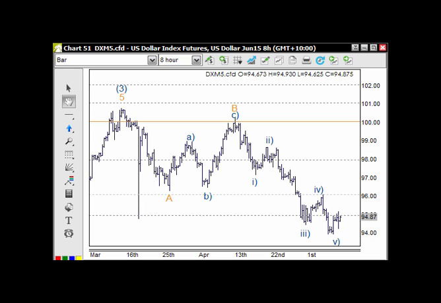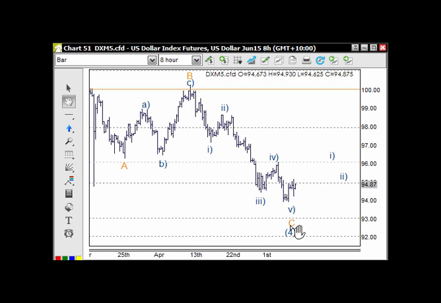As you know, we've been looking for the reaction pattern from 100 here in terms of a corrective pattern in ABC, and the C wave here as wave 4 with 5 waves in it: 1, 2, 3, 4 and 5. This didn't resolve itself very well in this 5th wave, but they don't always end in a textbook style.